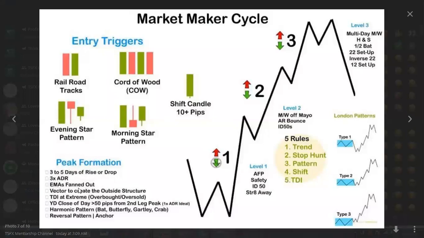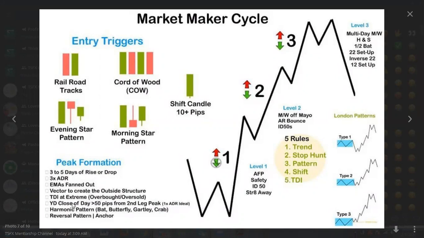So now we have your EMAs and all that. I don't really use indicators. The only stuff I use is the harmonic scanner, and then the TDI I just use to check sometimes as well. So these EMAs, I don't really use. Then you have the vector, outside structure.